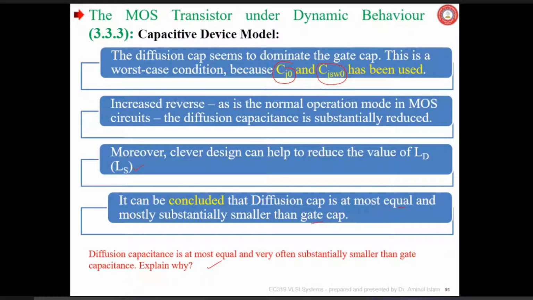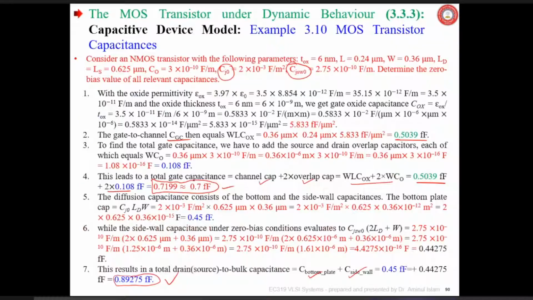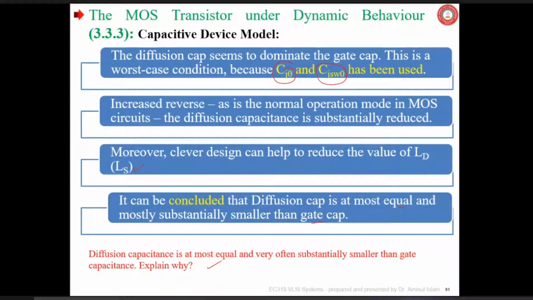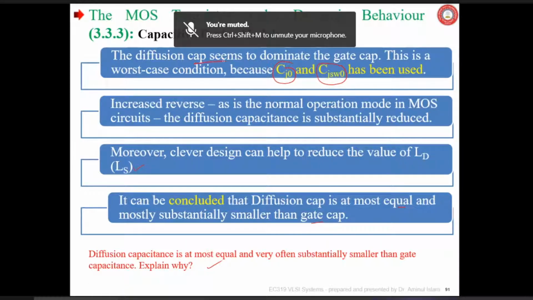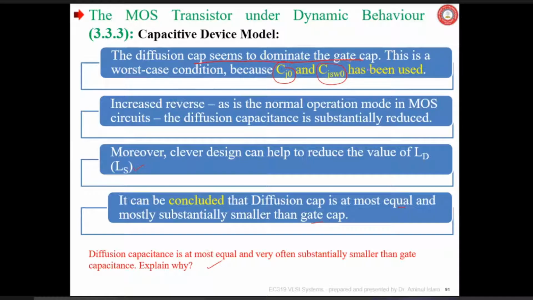So to summarize the discussion, it will go like this. The diffusion capacitance seems to dominate. If you see these values, the calculation based on some 0.25 micron technology generation, you will see that diffusion capacitance is going to dominate the gate capacitance. It's a higher value. This is a worst case condition because CJ0 and CJSW0 have been used.